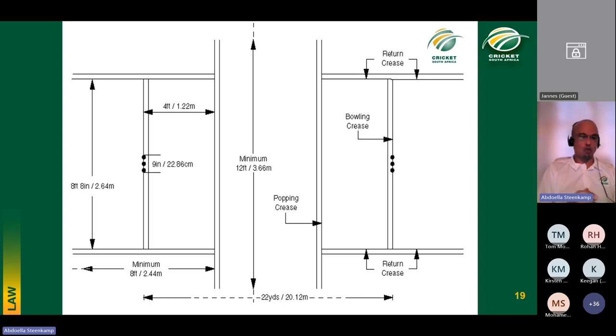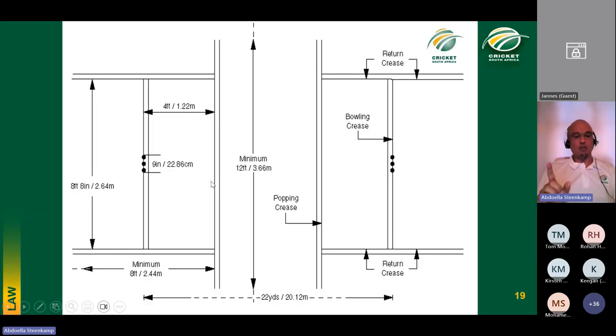And then just to confirm the length of the bowling crease again, 2.64 meters. And this is an exact length and is measured from the inside edge of the return crease on the one end to the inside edge of the return crease on the other end.